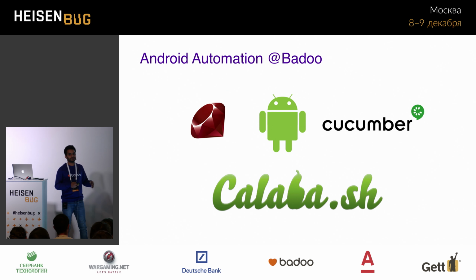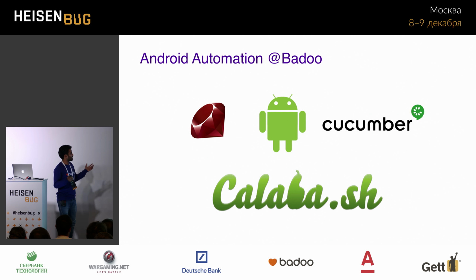And these are the tool sets which we use for a very typical one. We use Ruby. Some people hate Ruby here. I know one of them, definitely. Then we use Cucumber as our BDD framework. And as for Android driver, we use.